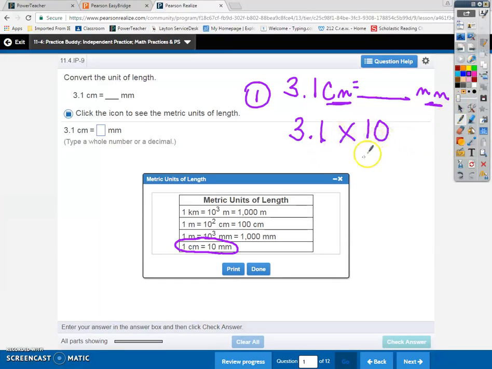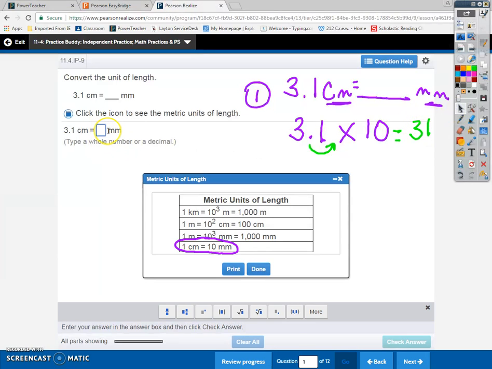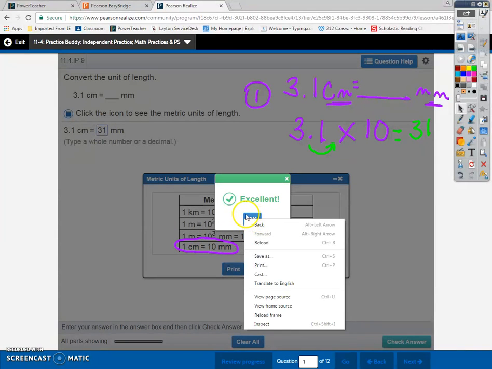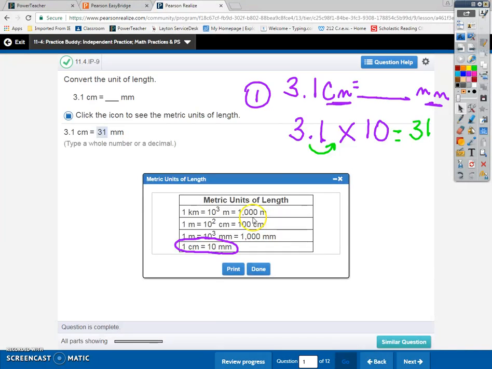So we have 3.1 times 10, and we talked about what to do. Take that decimal and move it one place over to the right when we multiply by 10. So that should get us to 31. And let's check it and see if we're right. And congratulations, we are correct.